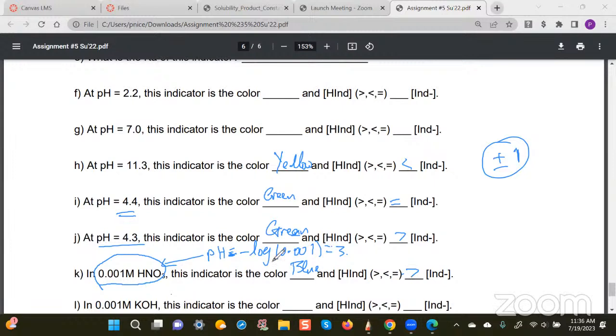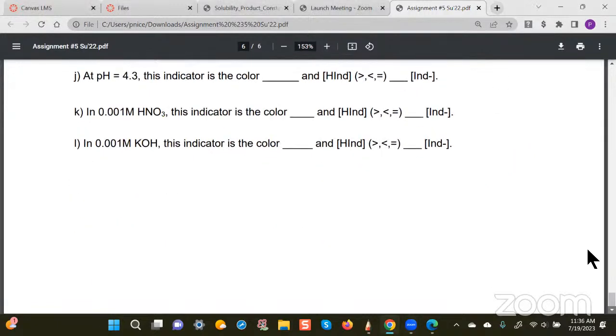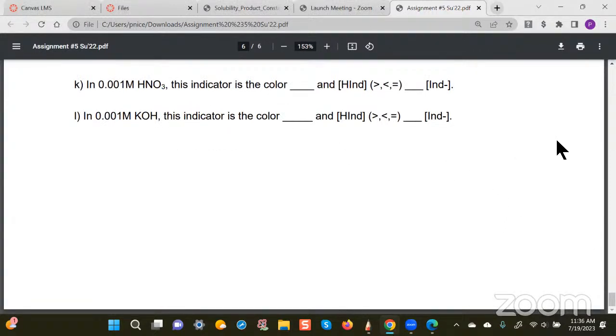Okay. Then we get to L. Let me clear this here. Do that. Scroll down. Okay. Wait, which one? Oh, L. Okay. Oh, that's the last one.